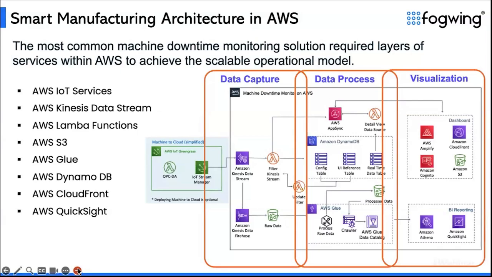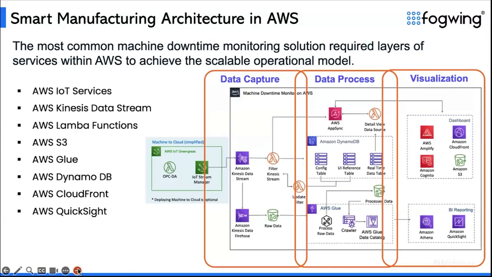But if you try to build this whole solution in AWS using different services, it is a process. You need to put in time and effort to build all of these components together to achieve machine monitoring and machine downtime solutions. Of course, it's a process. It takes its own time to realize.